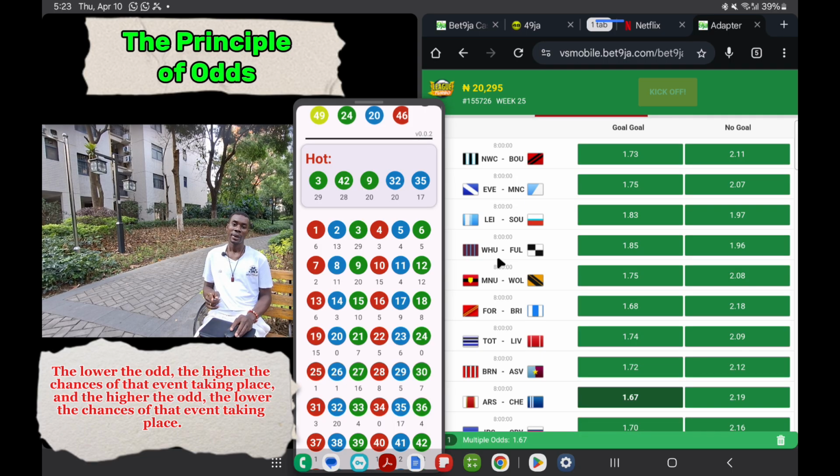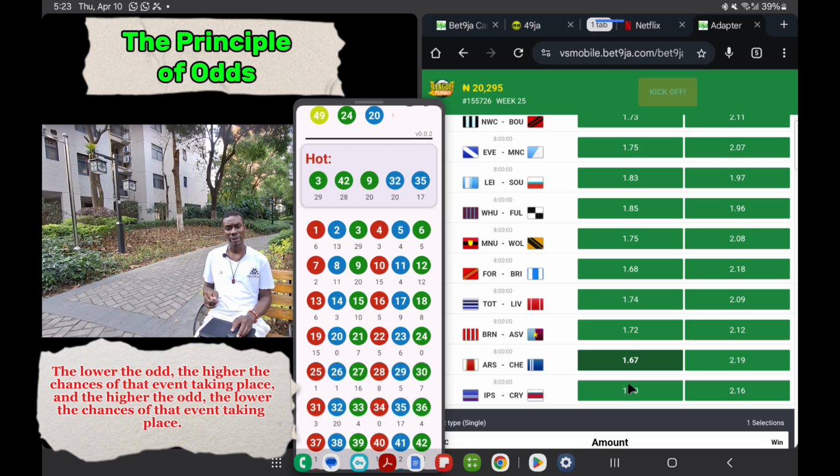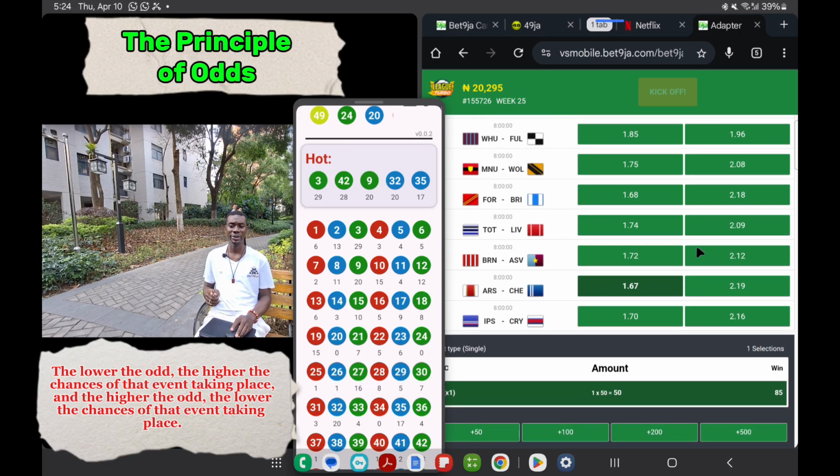So we are going to move forward and take a look at the next one, which is going to be Aston Villa Brentford. So this is going to be our next option to consider, which is actually a very good one. So I'm going with the Chelsea Arsenal since it's the fairest of all.